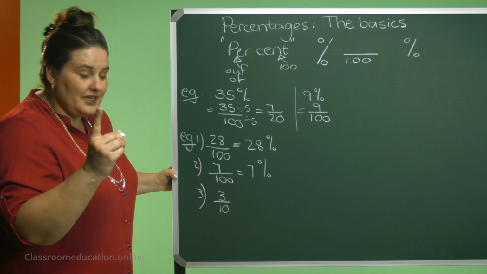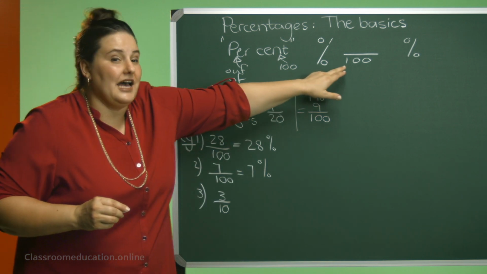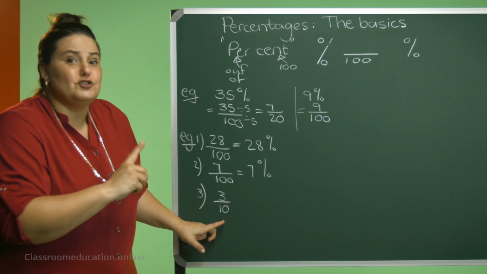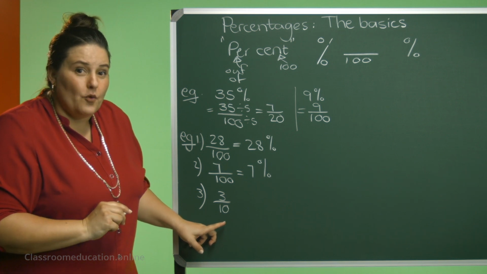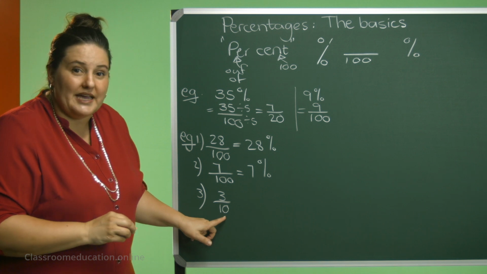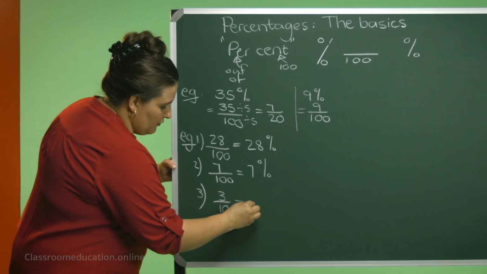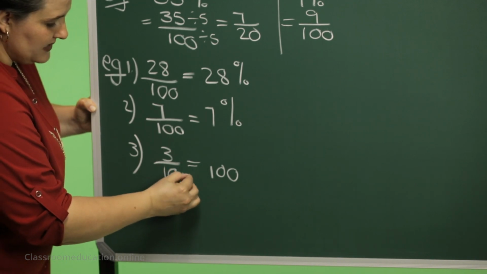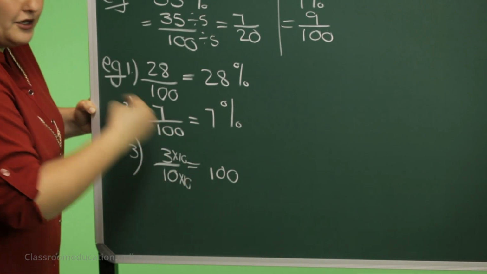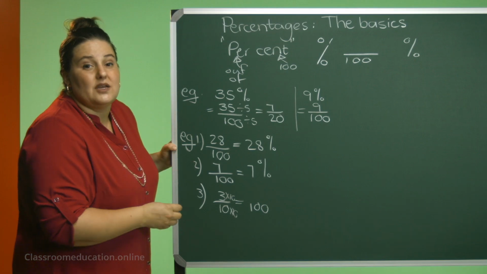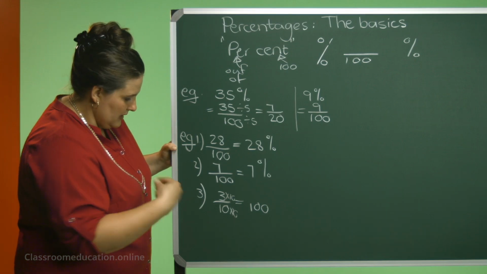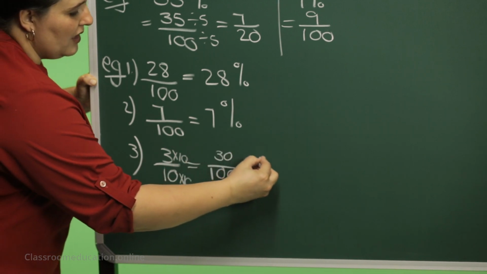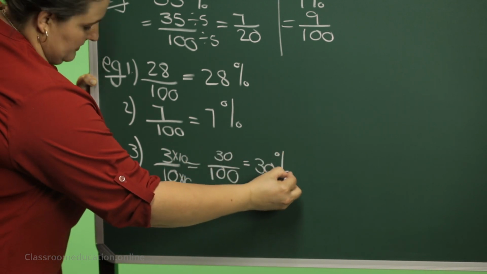Remember what we said? Percentage just means it's out of 100. And here I have out of 10. So don't tell me it's 3%. We first need to change the denominator to 100. So for it to become 100, I take the 10 and I times it by 10. But then I need to do it in my numerator as well, otherwise I will not have equivalent fractions. So 3 times 10 is 30. So this will be 30%.